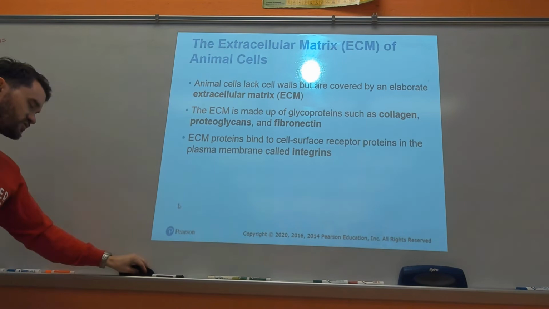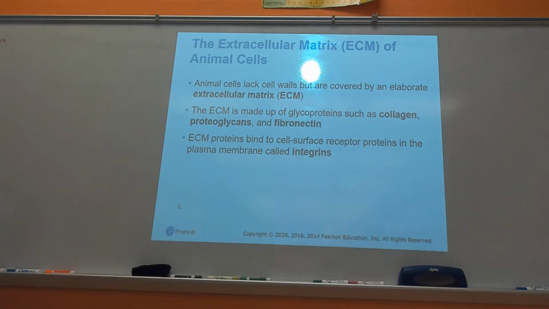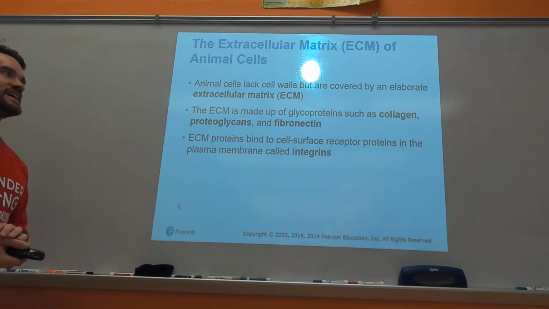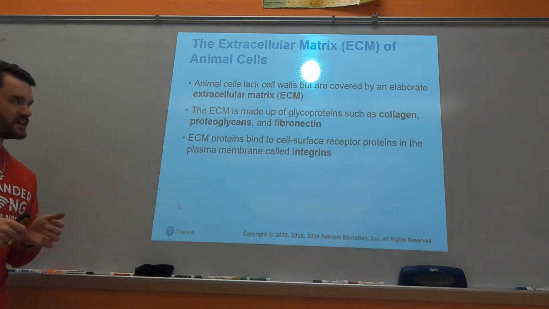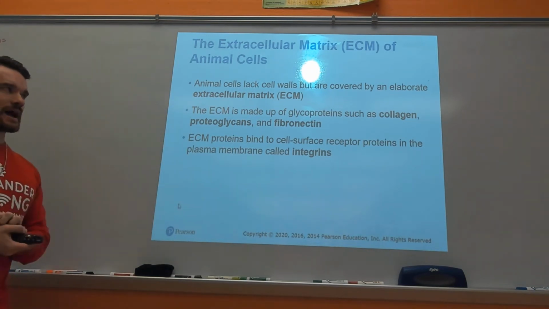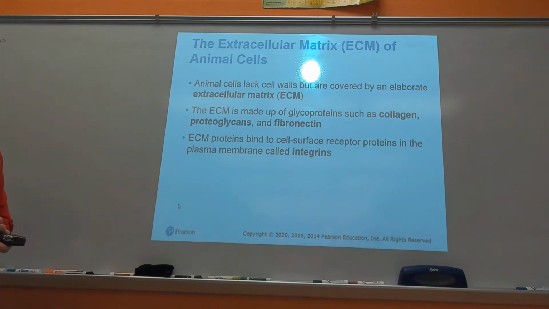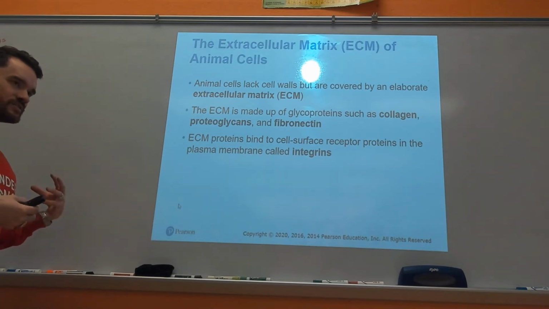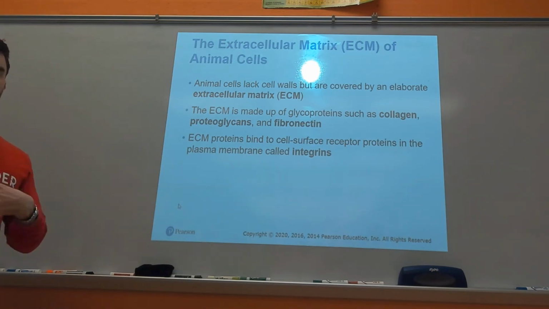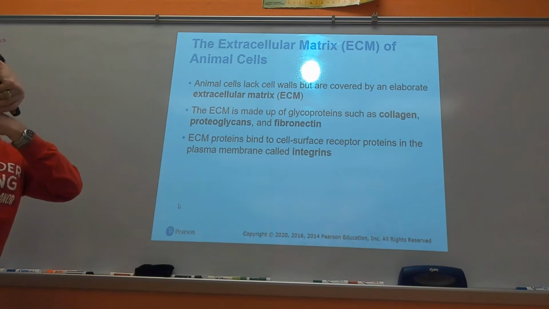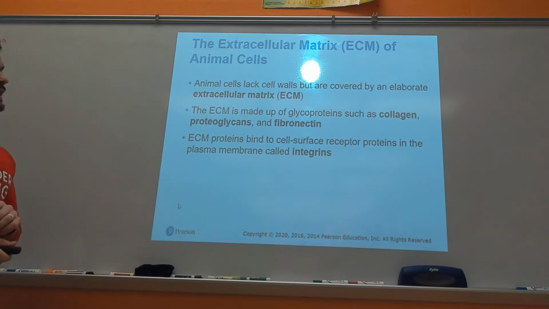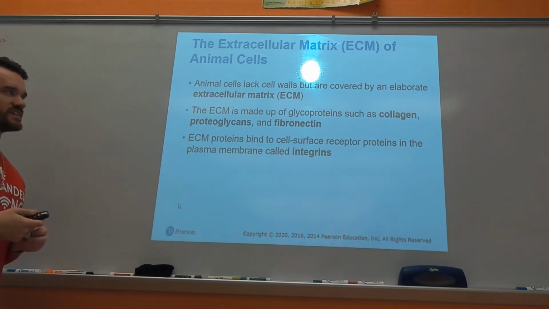Getting into the extracellular matrix. So really the extracellular matrix is more of a thing in animal cells. Plant cells technically do have an extracellular matrix, but animal cells can be a lot more elaborate because they don't have those cell walls. Meaning, even though we do have a skeleton, we need something else that's going to give our cells even more support so that I can't just rip off my skin. ECM is how you'll see that abbreviated.